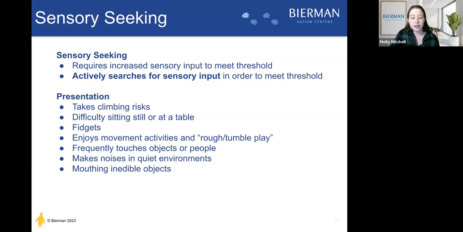Children with sensory seeking behaviors might also take climbing risks. They might have difficulty sitting still. They might fidget, or they might frequently touch objects or people more than their same aged peers.